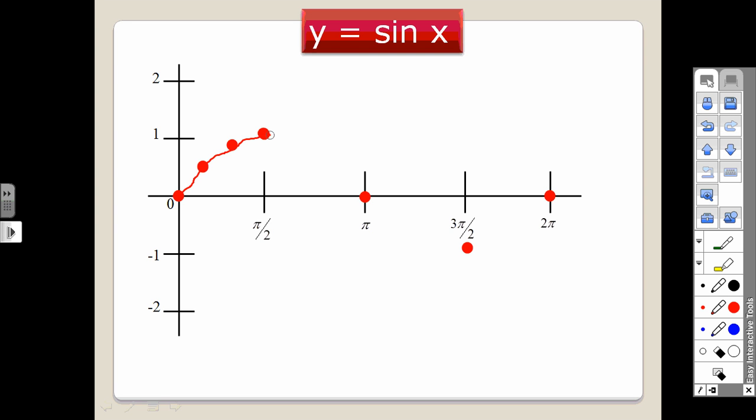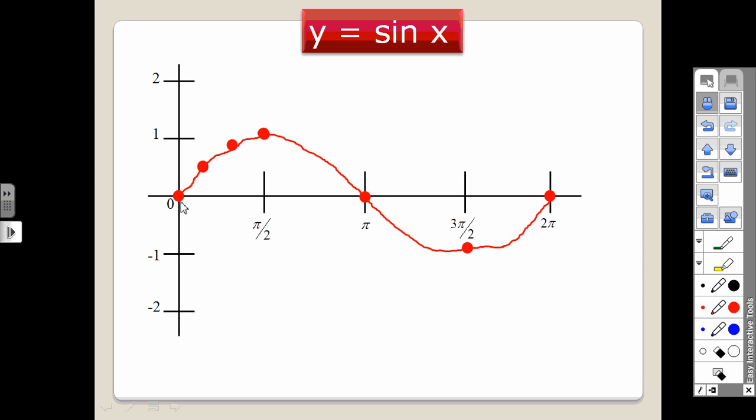But once you reach up here, then you start going back down to the pi, and then we come down here to the 3 pi over 2, and then back up to the 2 pi. And that was really poorly drawn, but it's a computer. What can you do? Anyway, that is the basic sine curve.